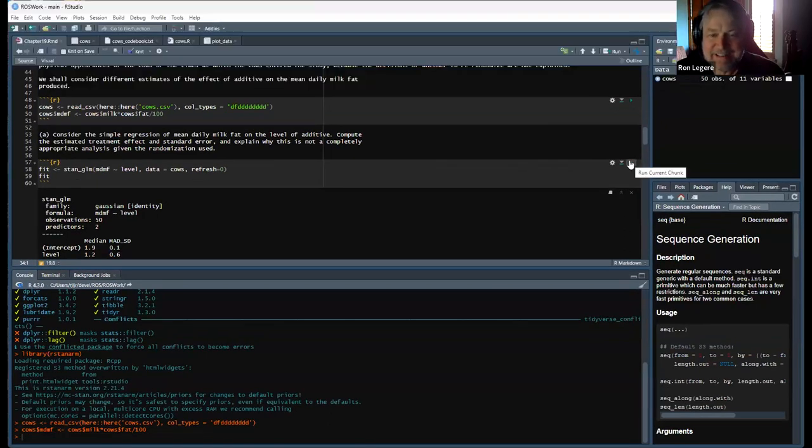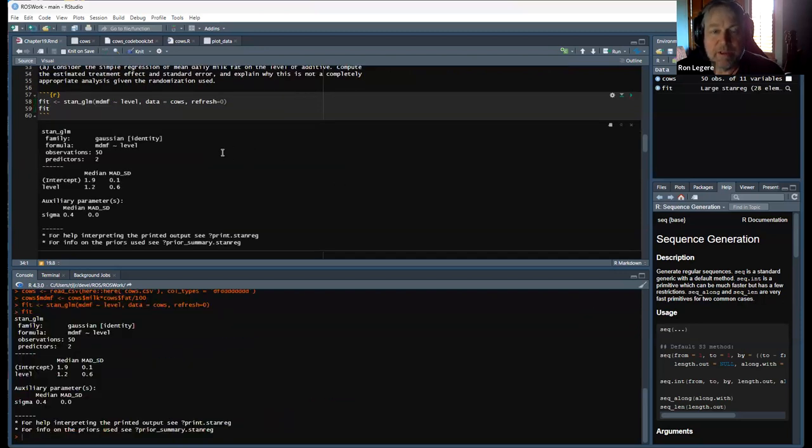So first, part A tells us to do a simple regression on the mean dairy milk fat on the level of additives. That's pretty straightforward. We'll just do a regression on level. We find that for each one unit of addition, the milk fat is increased by 1.2. Keep in mind that no one was ever given a full unit. It's either 0.1, 0.2, or 0.3. So you have to divide that by 10 to imagine the actual effects happening here. And it's got a pretty big error bar.